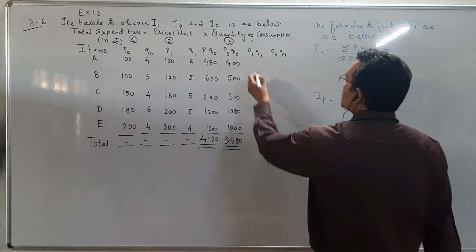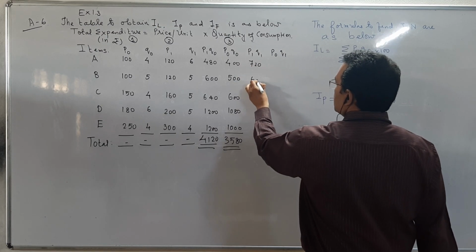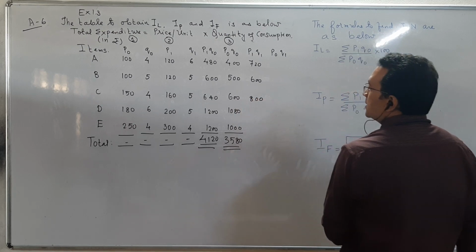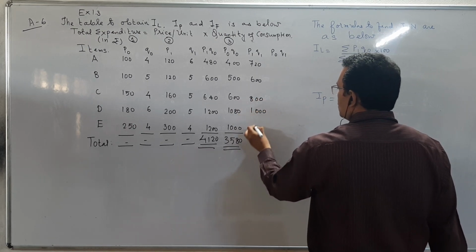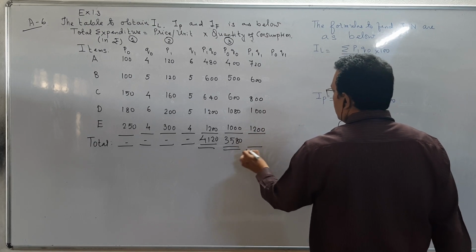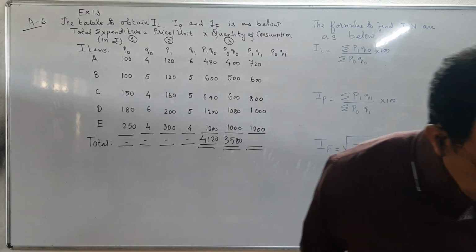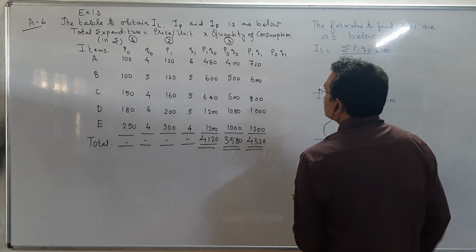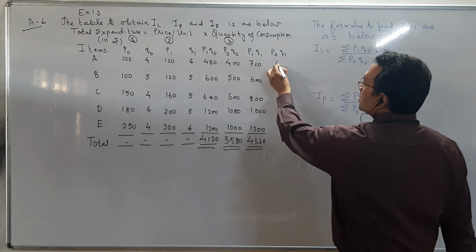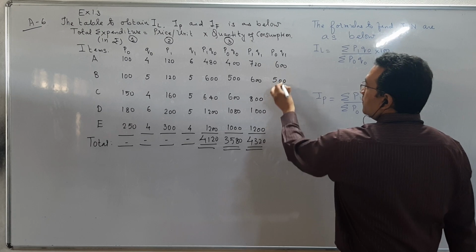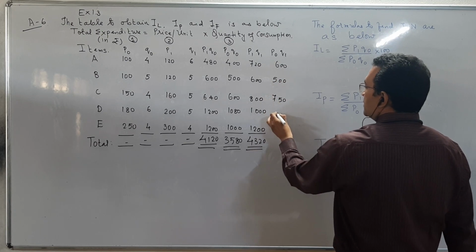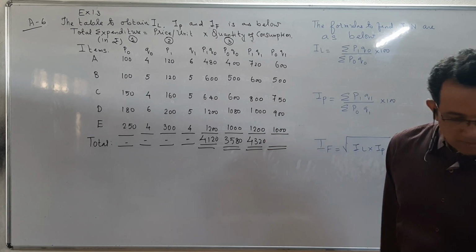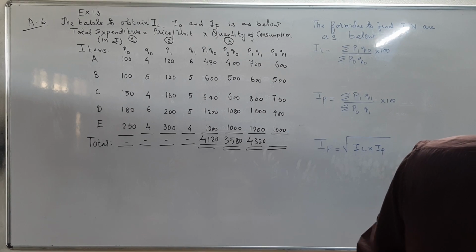P1 Q1 720, 600, then 800, then 1000, then 1200. So P1 Q1 total is 4320. And last is P0 Q1: 600, 500, 750, 1000. So this totals to 3750.